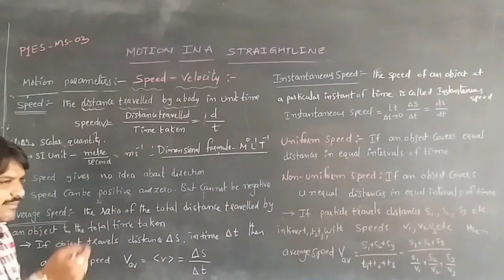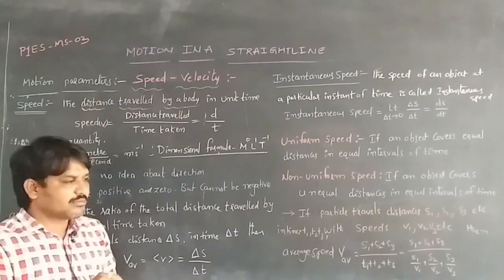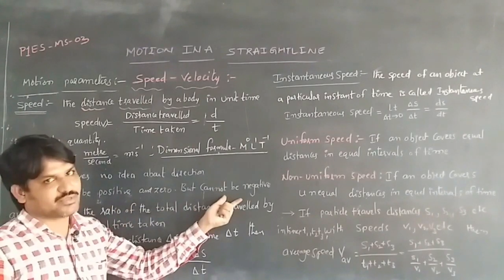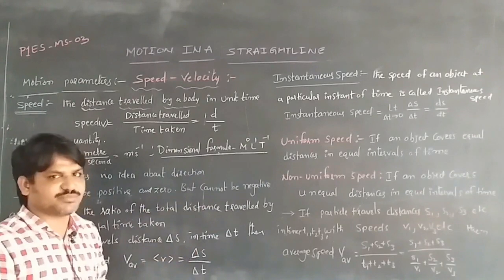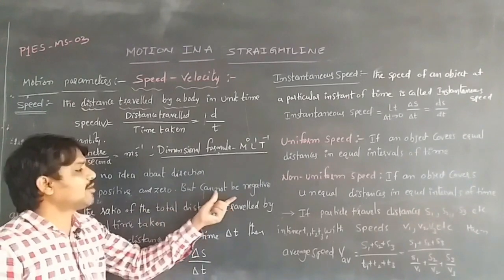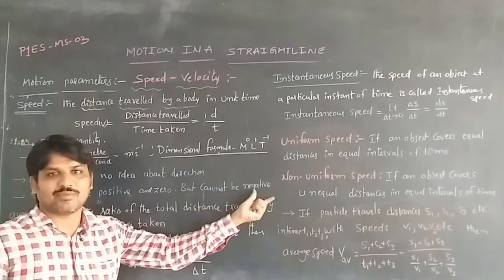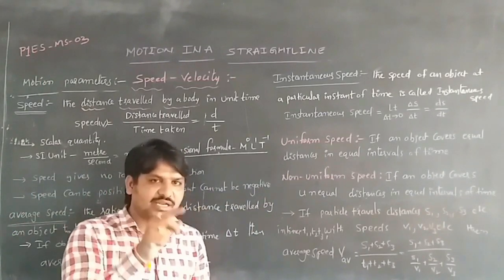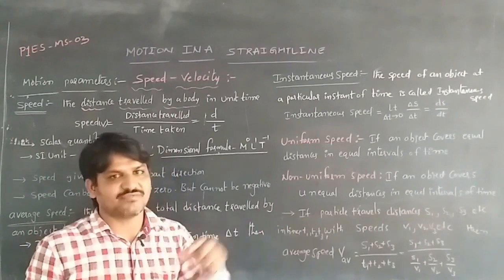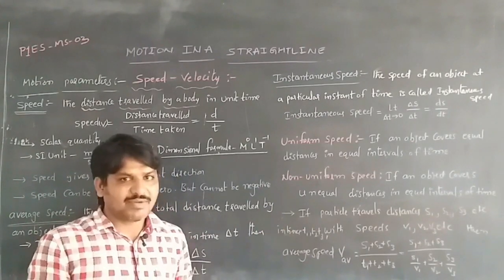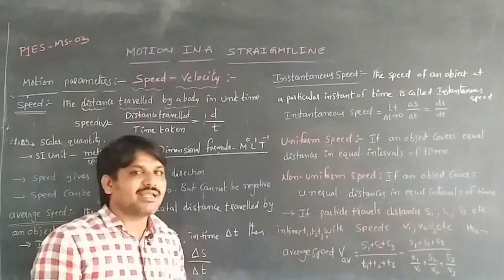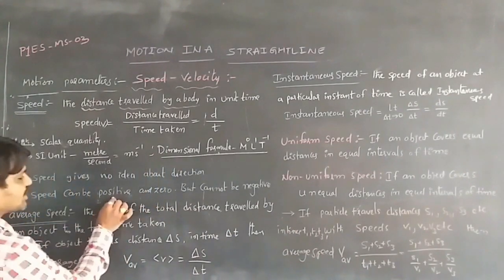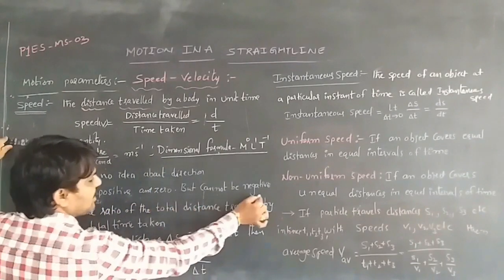Speed can be positive or zero, but it cannot be negative. If the body is not moving, the speed is zero, and if the body is moving, the speed has a positive value. But speed cannot be negative.